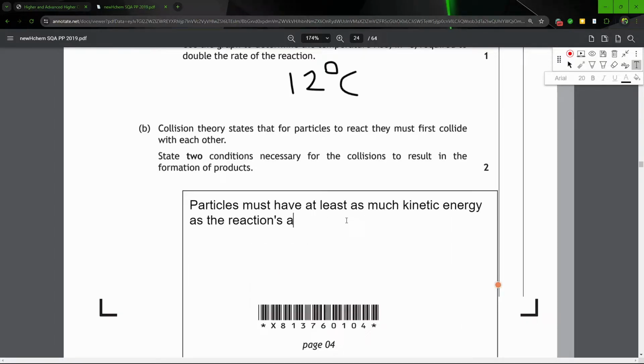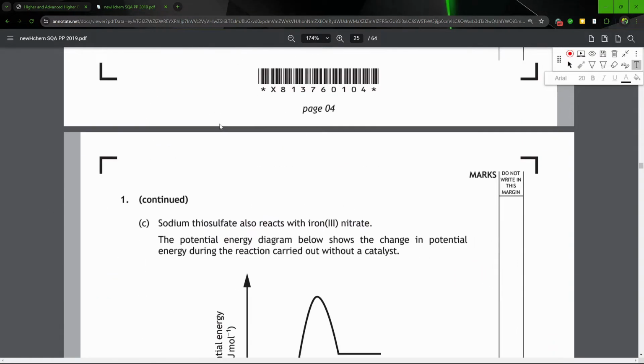I can spell activation energy. And because there weren't two conditions, they need to be orientated. As you can see, I'm not amazing at spelling. Orientated correctly. And there we go. That's all you need to do. We got two conditions for 2 marks.